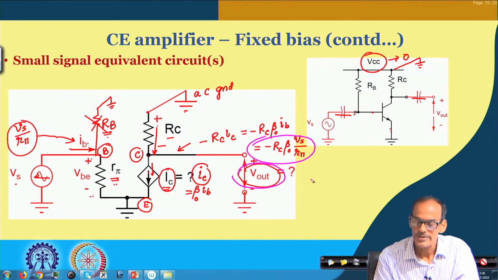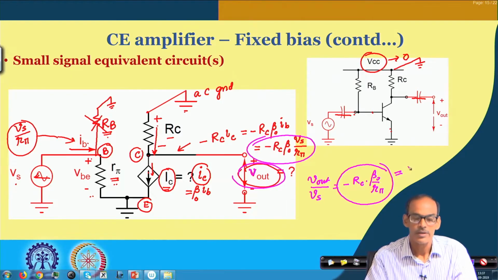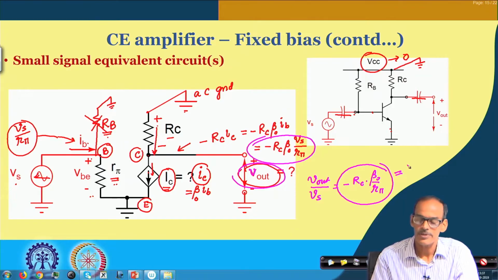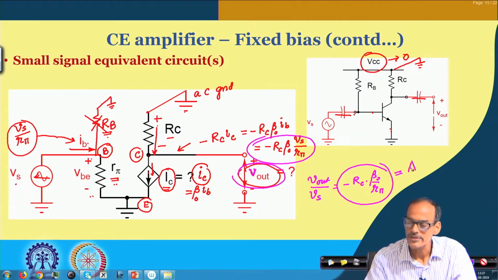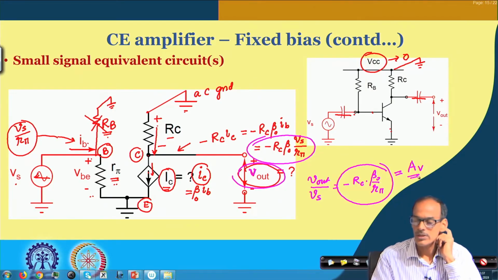From that, I can say that small vout divided by Vs equals minus RC multiplied by beta naught divided by R pi. In fact, this is nothing but our voltage gain in the small signal model. If we map this equivalent circuit into a small signal voltage amplifier, then this represents the voltage gain AV. We will see that AV again, but its expression is given here.